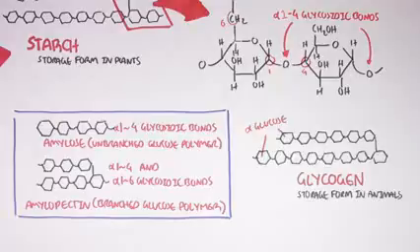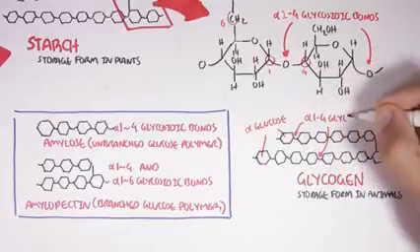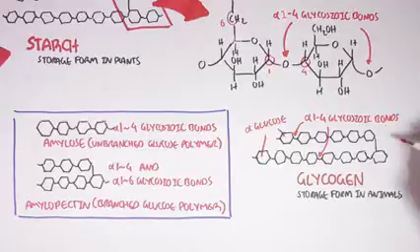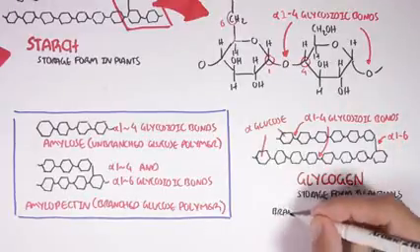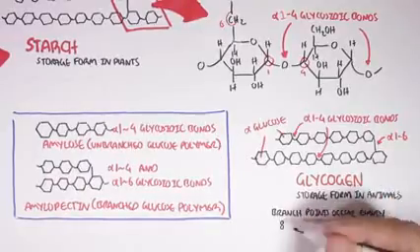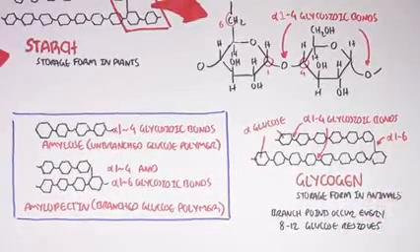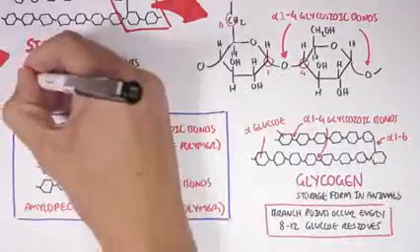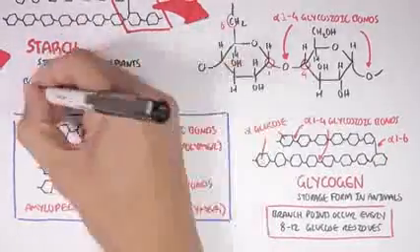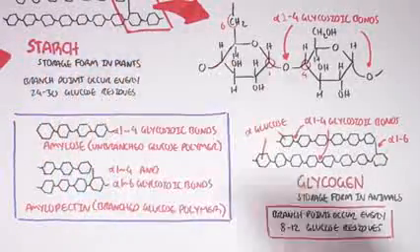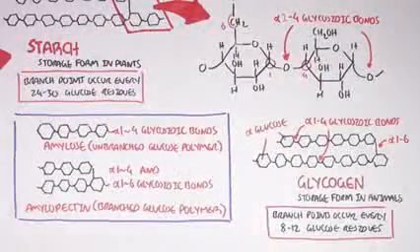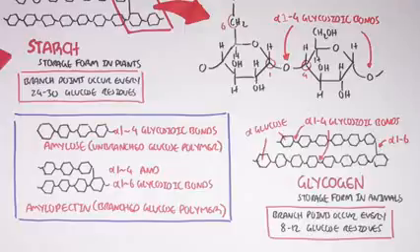So both starch and glycogen contain amylose and amylopectin. The only difference is that glycogen has these branch points occurring every 8 to 12 glucose residues. In starch, these branch points occur every 24 to 30 glucose residues. So the branch points occur more frequently in glycogen than starch. And this, of course, will influence the structure in some way.